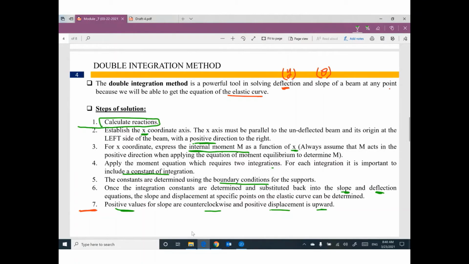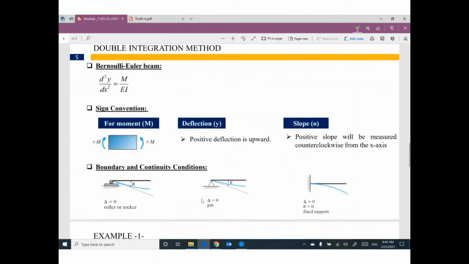We will do an example and see how we can set up these 7 steps. And remember, the most easy method in this topic is this one. It's very easy. Don't worry about these 7 steps. They are nothing. But before starting, I would like to show you something. This mathematical expression is called the Bernoulli-Euler beam expression.